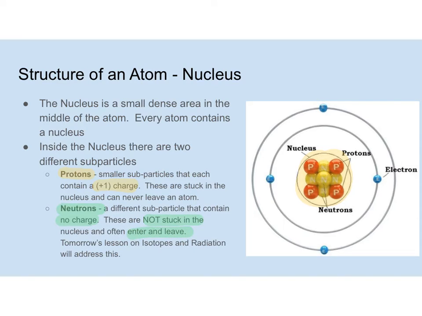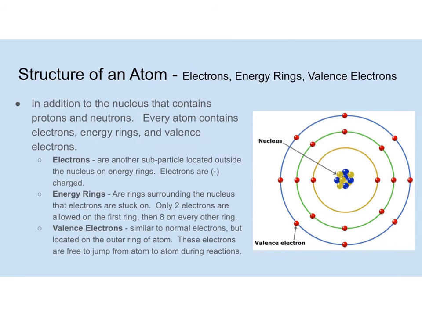Tomorrow's lesson is going to talk about what happens if they enter or leave the nucleus. They develop these things called isotopes and then eventually radiation. Okay? So we've got the nucleus covered: nucleus, protons, and neutrons. Let's talk about now the other parts. So the other parts are just general electrons. So electrons are another subparticle located outside the nucleus on energy rings.